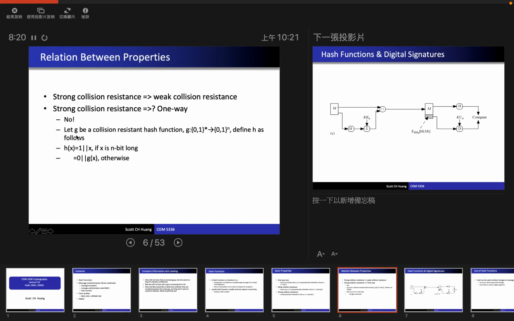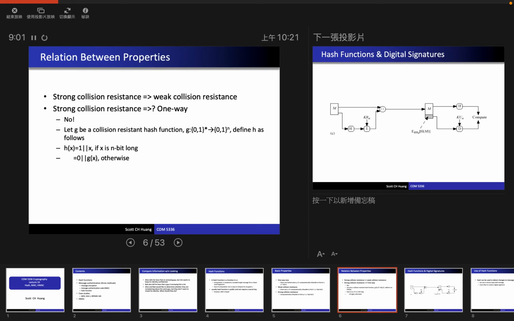First, let G be a collision resistant function. So this is G. G maps any string of arbitrary length to a fixed length, which is of length n, a binary string. Suppose we already have that, and then we're going to construct an artificial example: another hash function, which is not one-way, but it preserves the collision resistance property.